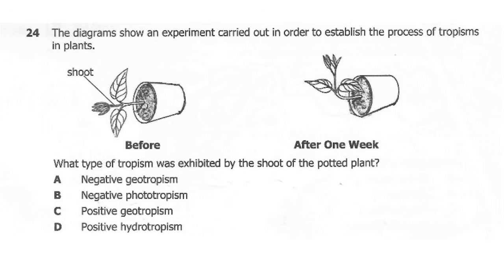The correct answer here is A, negative geotropism. So here we can see the shoot was growing straight, but after a while the shoot started growing upwards, which is away from gravity. So gravity pulls everything down, but the shoot is growing upwards. So the response here is negative geotropism. Well done, chat.